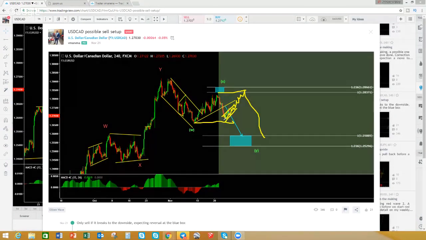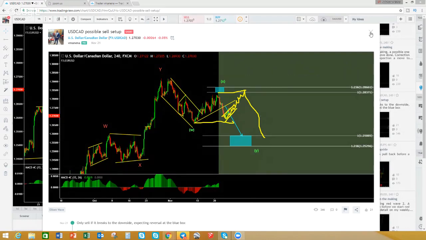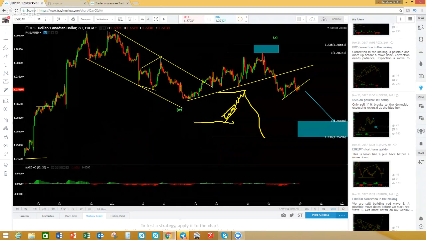But if you hold it, you may be taken out with this before you move down, because you don't know how far this correction is going to go, because that's a clear 1, 2, 3, 1, 2, 3, 1, 2, 3. It can be anything. This can be a regular, expanding, or running flat, or triangle, whatever. So that's what you'll be looking at on US dollar CAD in the next coming sessions.